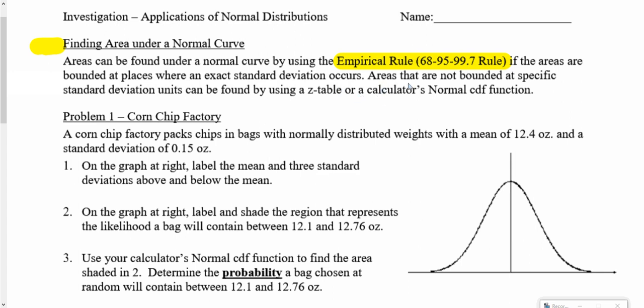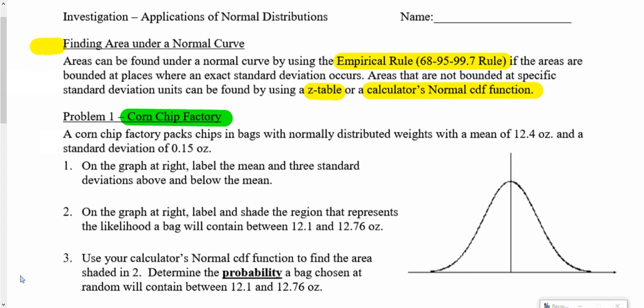But areas that are not bounded at specific standard deviation units can be found by using a z-table, which they give you on an SOL test, or better yet, a calculator's normal function. So your calculator can help you find these values. All right, here's a big example problem that we're going to look at.